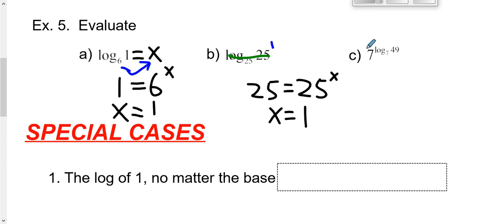This one, let's do it algebraically first. If you look at this, one may seem a bit confusing, but never mind, we can just focus on this part first. So let's do it on the side here. Set just this equal to x. So log base 7 of 49 equals x, and then do the same thing, move the base. So 49 equals 7 to the power of x.